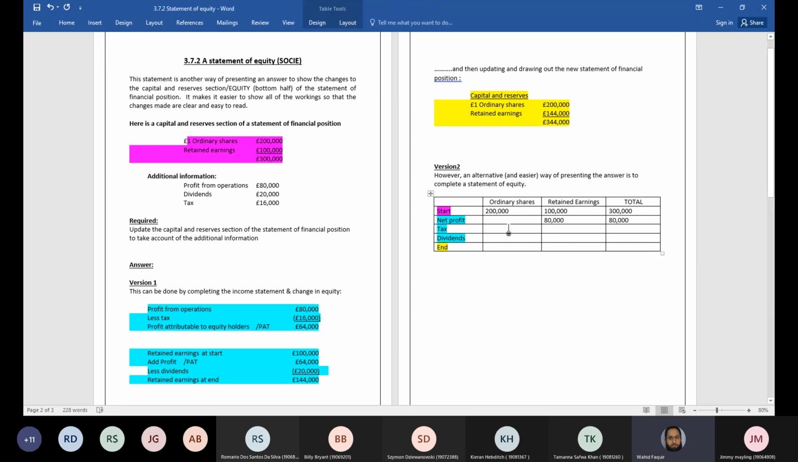Then we go to tax. Tax has nothing to do, so I'm going to say not applicable. I'll say not applicable there as well. It's annoying to have blank boxes saying nothing. Then we move on to retained earnings. Does tax affect the profits? Well, of course it does. We take it off.